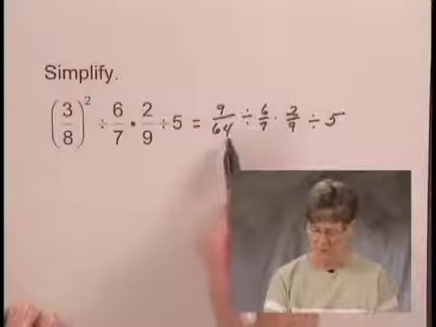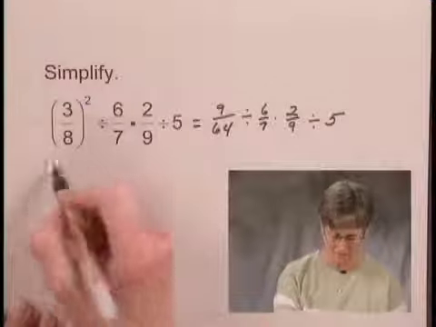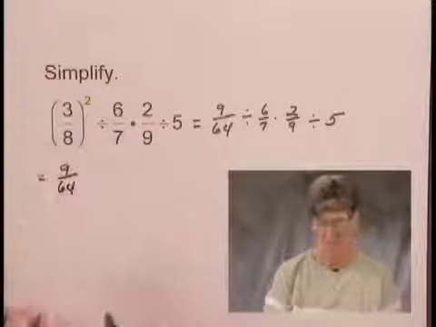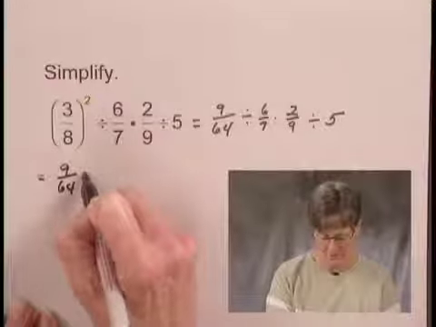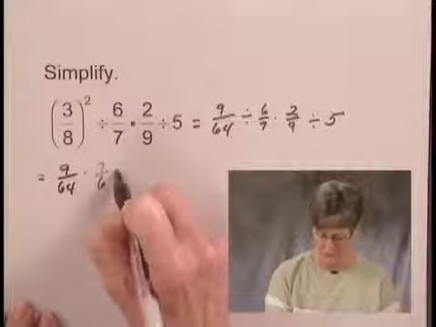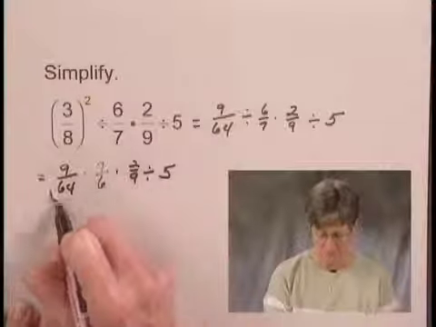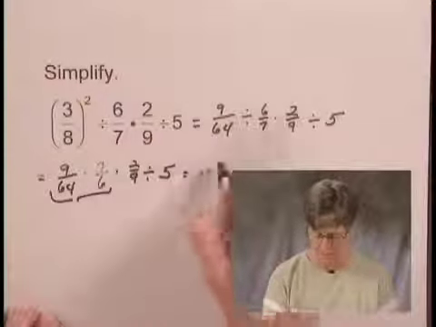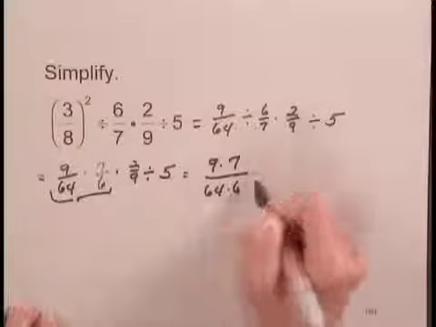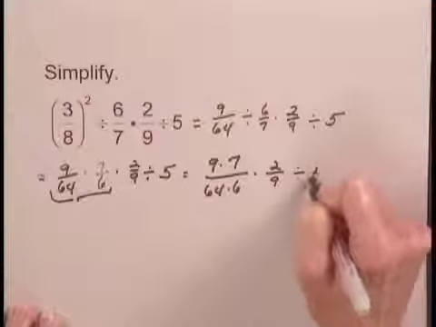So the first thing I will do is to divide 9/64 by 6/7, and that's equal to 9/64 times the reciprocal of 6/7, which is 7/6. And then I have times 2/9 divided by 5. And when I perform this multiplication, I get 9 times 7 over 64 times 6. And this is still times 2/9 and divided by 5.